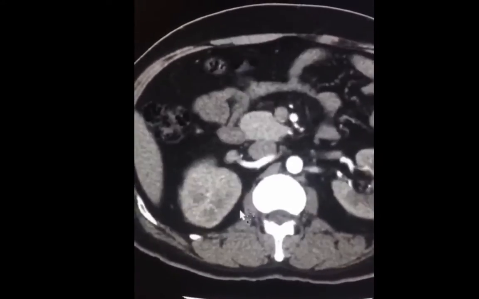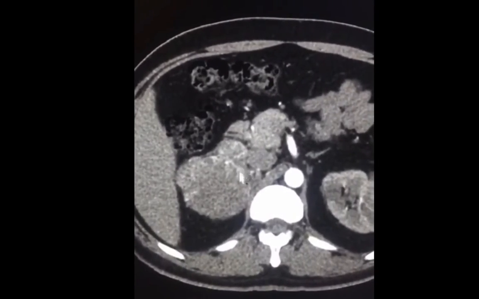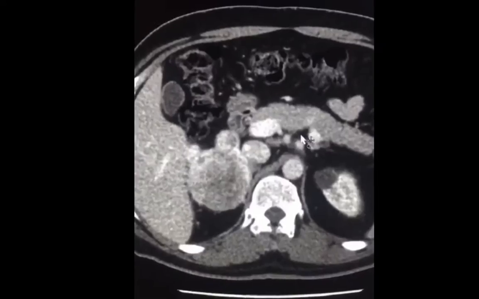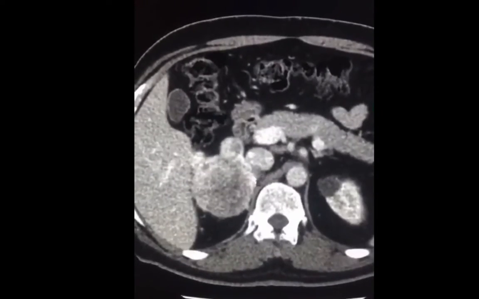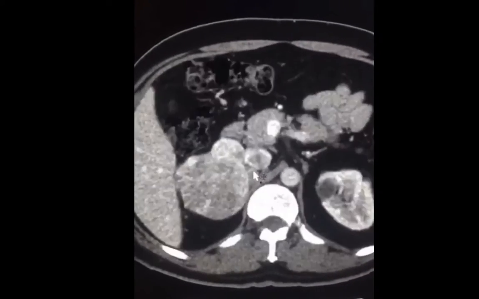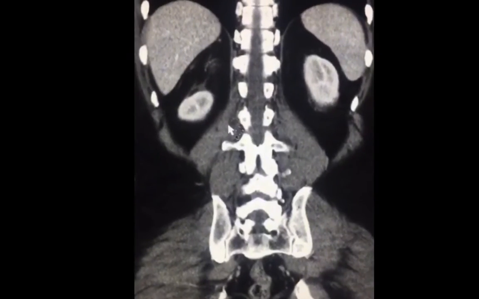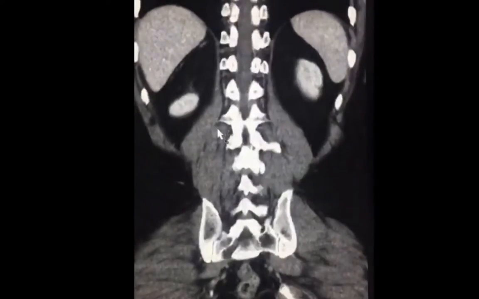The arterial phase of enhancement shows that the lesion has areas of heterogeneous hypervascularity. On the portovenous phase, the lesion shows more heterogeneous enhancement, and there is a suspicion of a filling defect within the IVC. Coronal images are very useful in assessing the origin of the lesion.